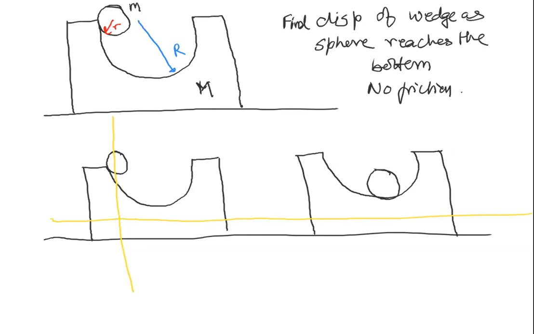So initially, let's say that I have drawn the original axis somewhere here. Let's say that this distance is x. So the center of mass of this object is here. Center of mass of this object is here. So this is the final.